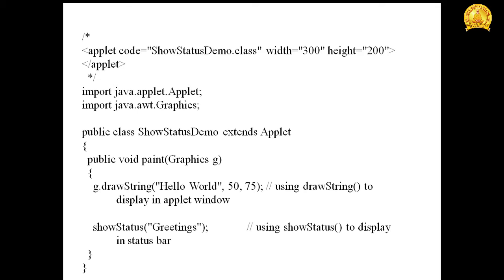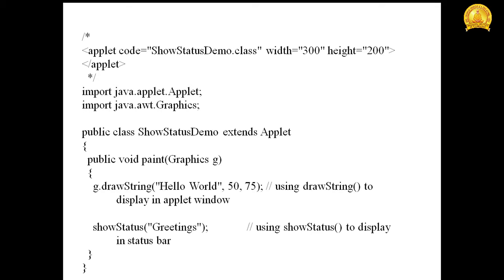Now this is an example of how to use drawString and showStatus. As usual, I have defined my HTML code using the applet tag. Applet code is equal to ShowStatusDemo.class, that is the name of my class. I've given the width as 300 and height as 200. Close the applet tag, and I have commented the entire block of HTML code.